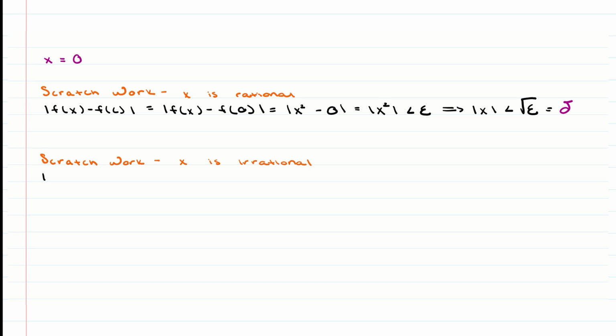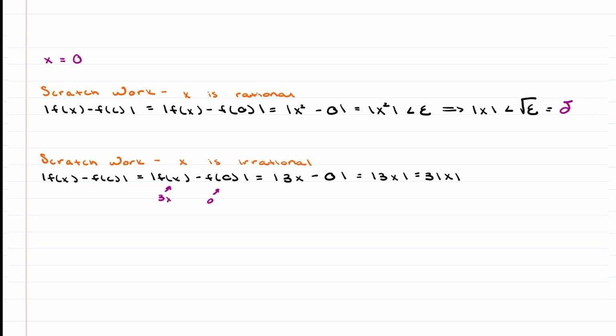Again, we'll start off with the absolute value of f of x minus f of c. Here c equals 0, so that's the absolute value of f of x minus f of 0. And in the case that x is irrational, f of x equals 3x. And when we plug x equals 0 into 3x, we get 3 times 0, which equals 0. So from here, we can simplify to the absolute value of 3x minus 0. 3x minus 0 just equals 3x, so that's the absolute value of 3x. We'll move the 3 to the outside of the absolute value, so that's 3 times the absolute value of x.